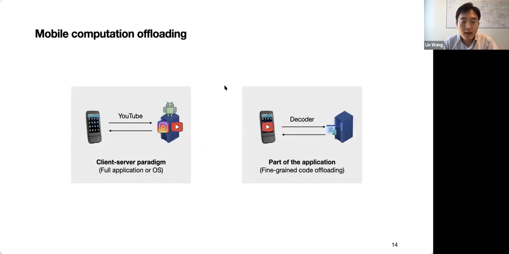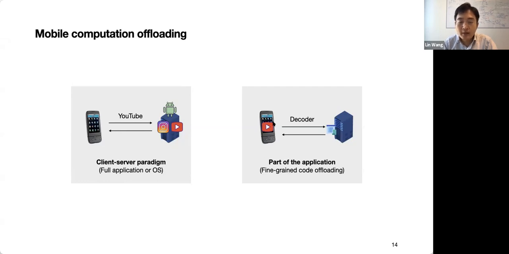There are generally two approaches, and this is called mobile computation offloading. One is based on the client-server paradigm. We can offload the full application, or even the operating system, to the server, and then we just issue requests, or screen sharing, or whatever, to the server, and we can use applications on the mobile device. But the application or the operating system actually runs completely on the server.